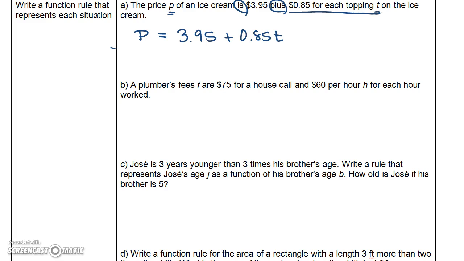Okay, a plumber's fees, F, are, so here's the thing, F, they give me my variable, "are" is the same thing as "is," so that still means equals, $70 for a house call, and I'm also going to pay $60 per hour. So this "and" means I'm not only paying for this, but I'm also paying for that also, in addition to, so plus. So the fees, F, are $75 for the house call and $60 per hour. So for every hour, H, I'm going to spend $60. And that's your answer.